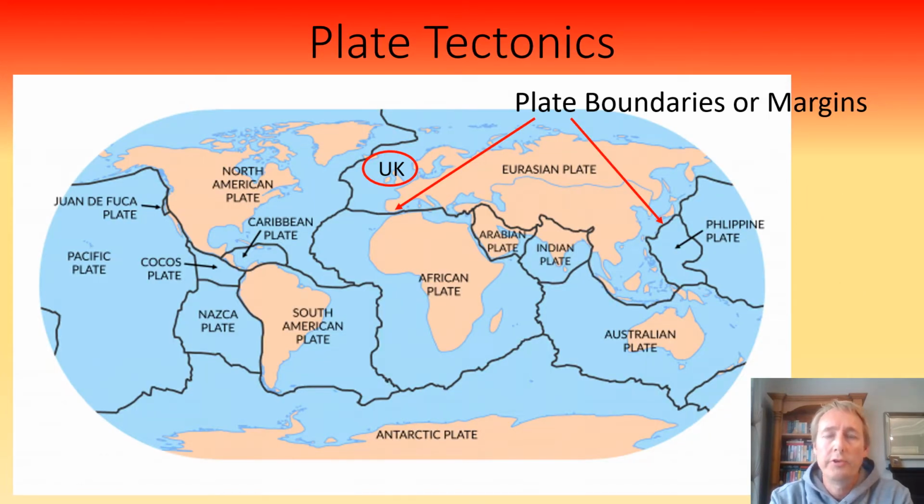The Earth's crust is broken up into a series of chunks or slabs. These slabs are named after the part of the world where they occur. And if you look at the map carefully, you should be able to see that the UK lies on the Eurasian plate. There's also an African plate, a North American plate, an Australian plate, an Indian plate, and so on. And these tectonic plates, or these pieces of the crust, float around and move very, very slowly.